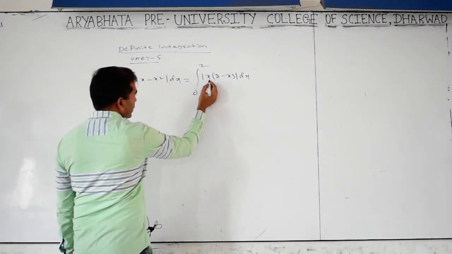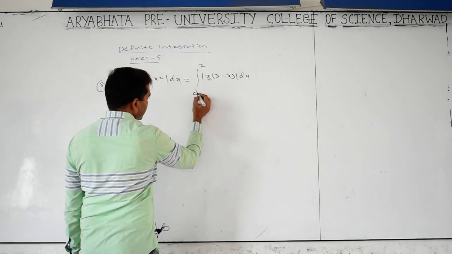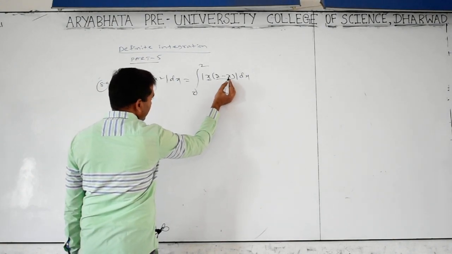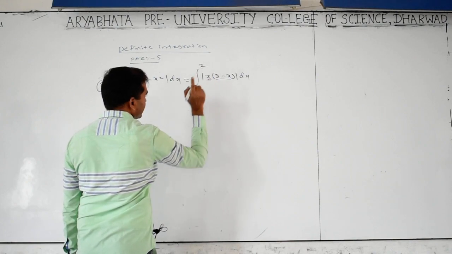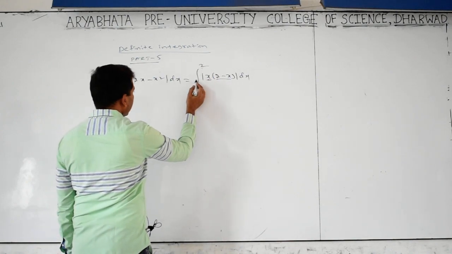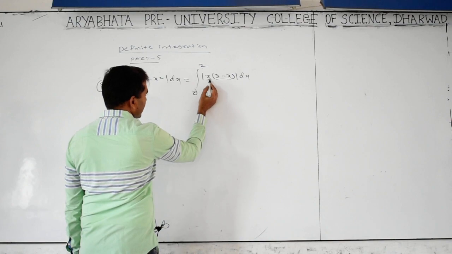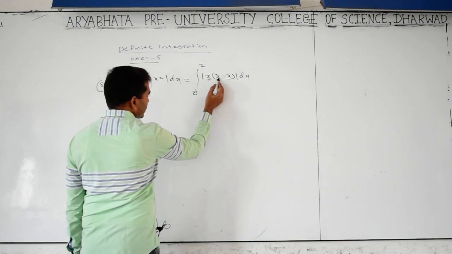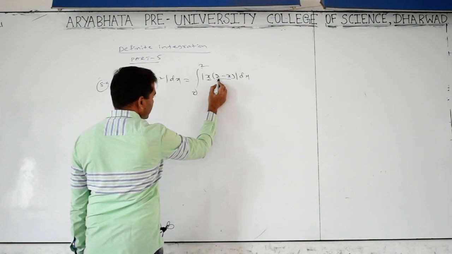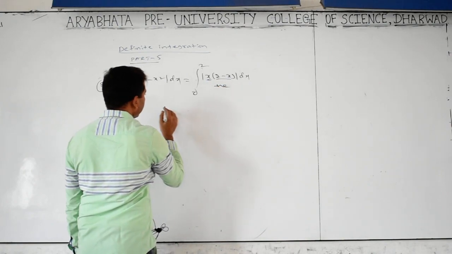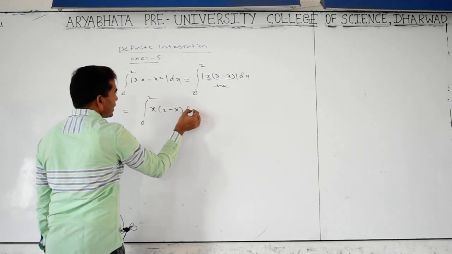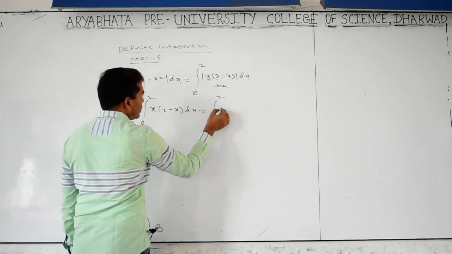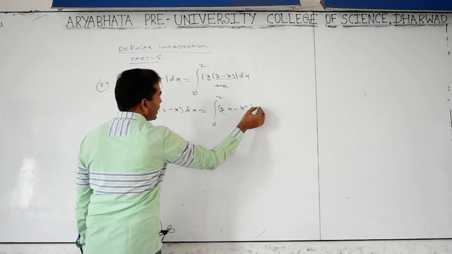Here, when each mod factor becomes 0, x is equal to 0 and 2, so 0 and 2 are the lower and upper limits. In between, if you take any number, that value is positive: 2 minus 0.1 is positive, into positive. So directly we can write 0 to 2 x into 2 minus x dx, that is 0 to 2 2x minus x square dx.